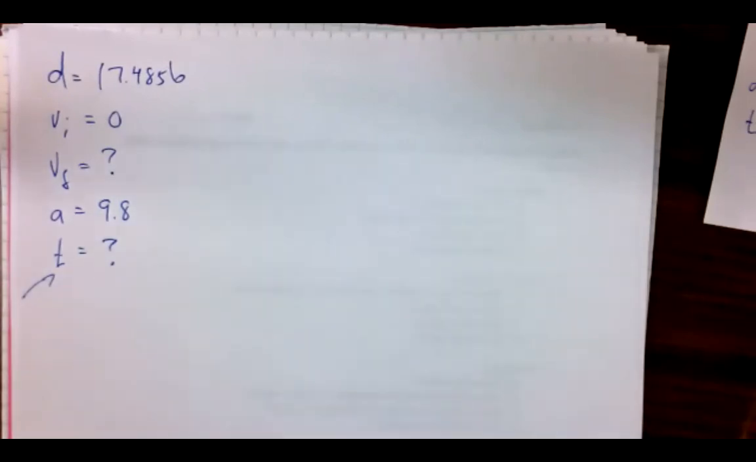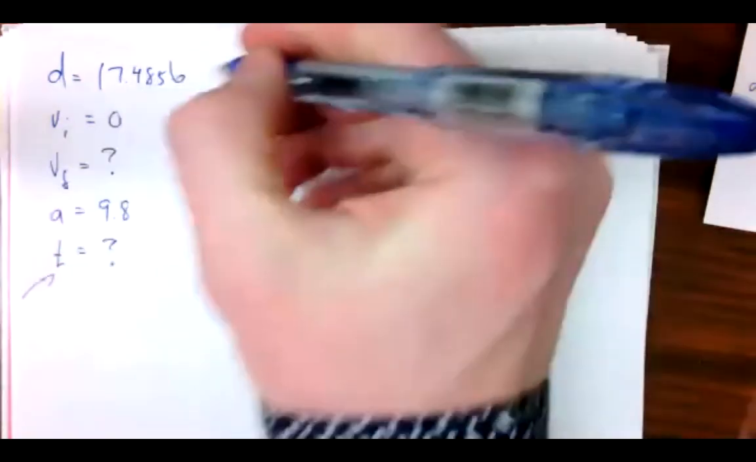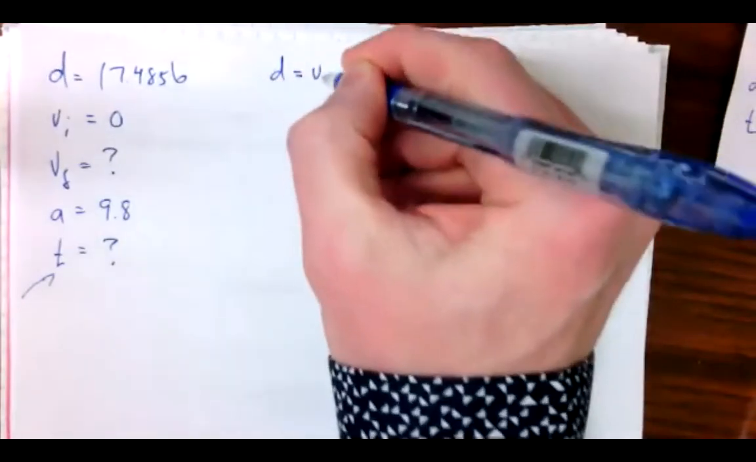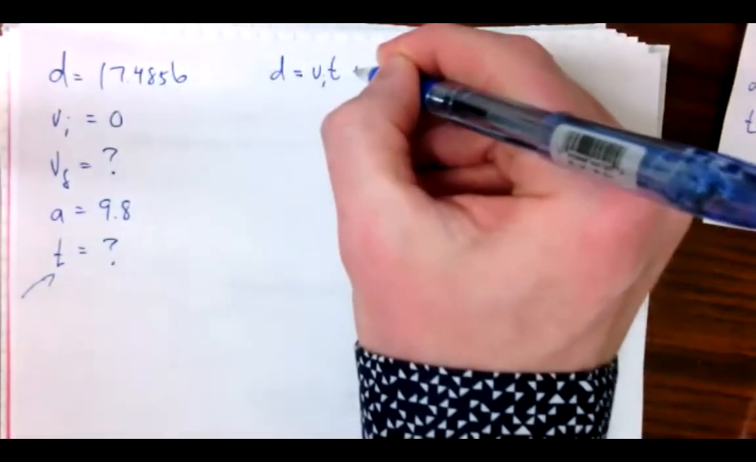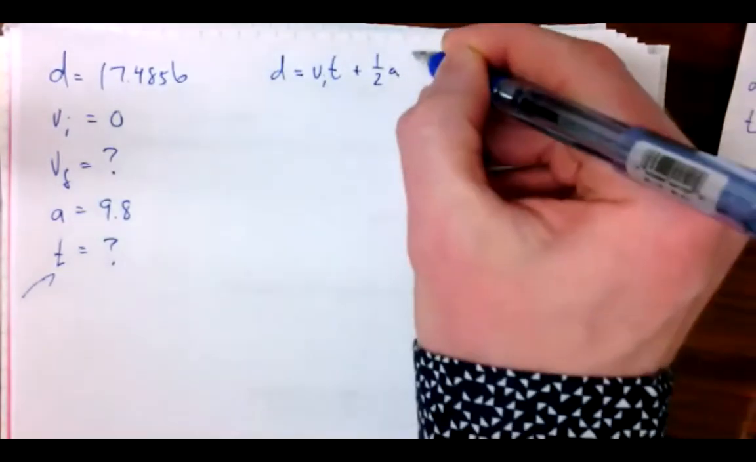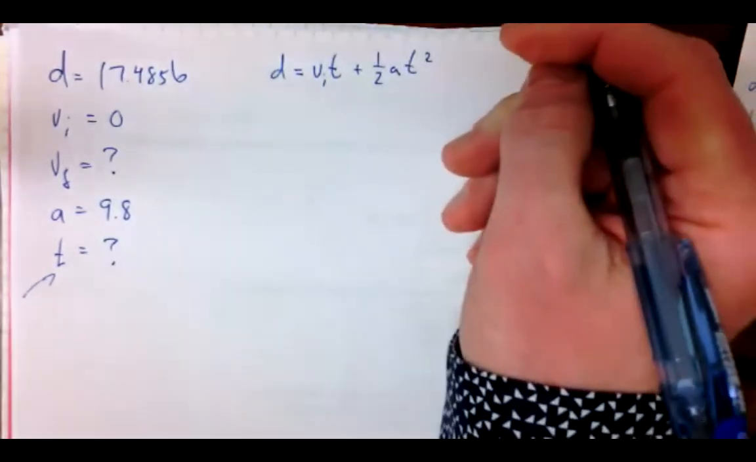Okay. Solving for time first. That's what I said. So we're going to ignore VF. So D equals VIT plus 1/2 AT squared.